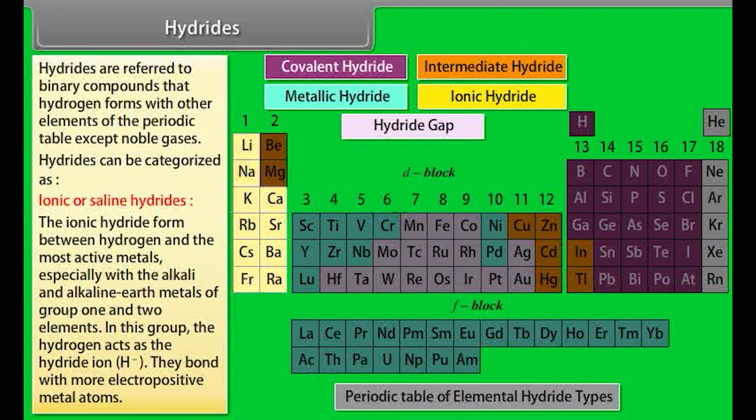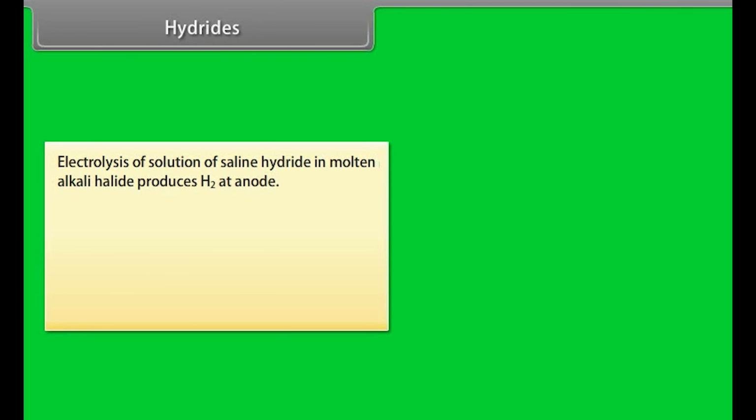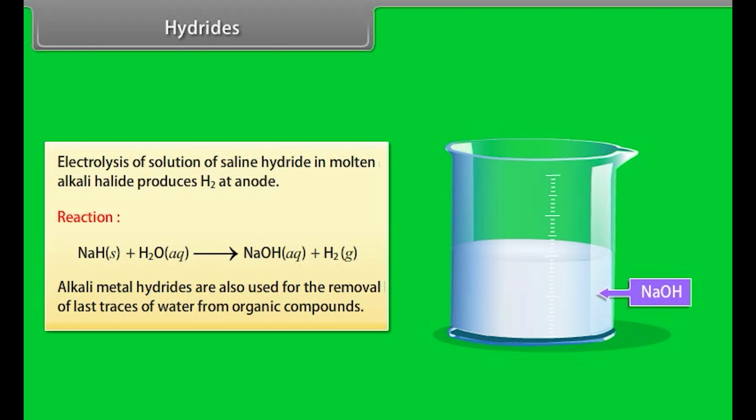The ionic hydrides form between hydrogen and the most active metals, especially the alkali and alkaline earth metals of group 1 and 2 elements. In this group, the hydrogen acts as the hydride ion. They bond with more electropositive metal atoms. Electrolysis of a solution of saline hydride in molten alkali halide produces H₂ at the anode. The reaction is given as follows. Alkali metal hydrides are also used for the removal of the last traces of water from organic compounds.